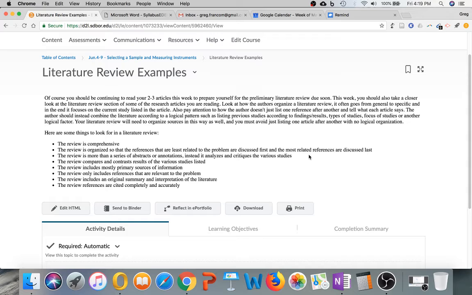The review includes mostly primary sources of information. So again, remember, primary sources are actual research reports, and one way to really tell that what you are viewing is a primary source is by looking and seeing if there's a methods section in there. And in that methods section, it would list the instruments used, the data collected, the people that the data was collected from, or the human subjects, and so forth. And then they report what the findings were of this research report. If it is not a primary source of information, it will not have these things.